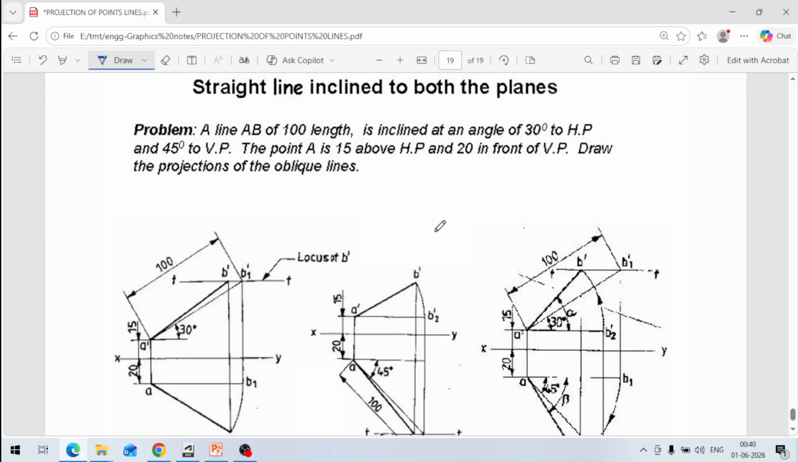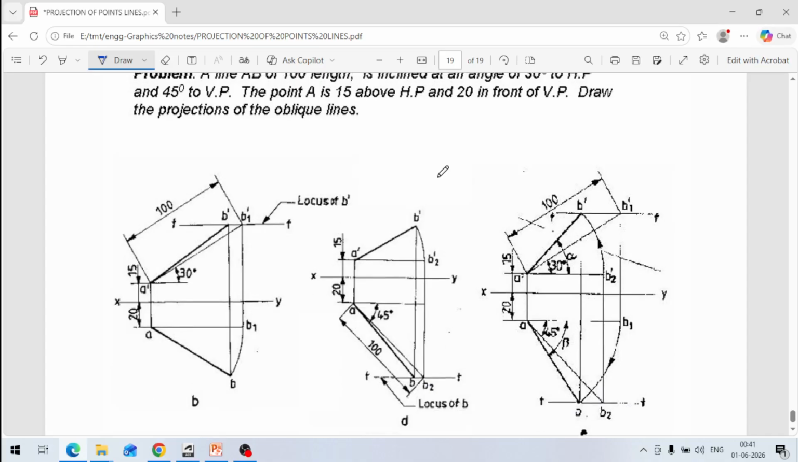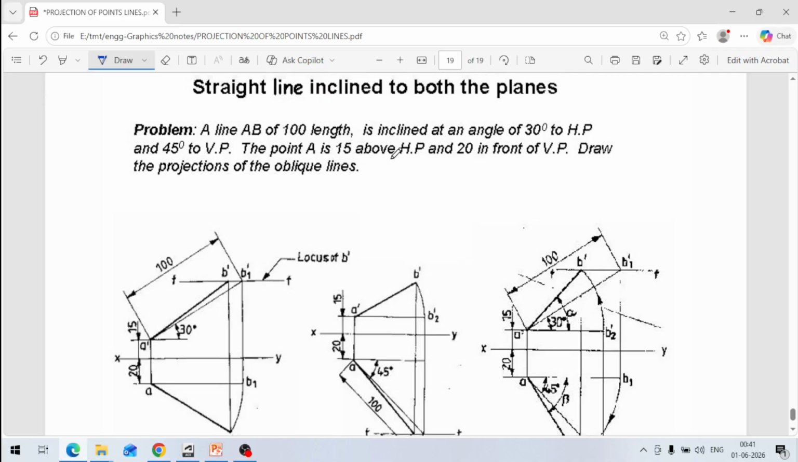Okay, so this is an example. A line is 100 mm in length, and it is inclined at an angle of 30 degrees to the horizontal plane and 45 degrees to the vertical plane. Point A is 15 mm above the horizontal plane and 20 mm in front of the vertical plane. Draw the projections of the oblique line. So what is given in the example is that point A is 15 mm above.